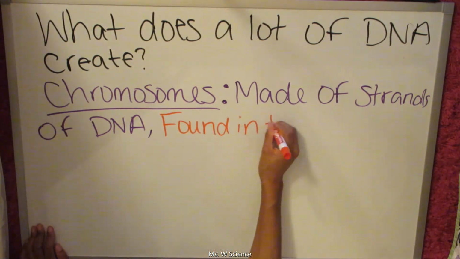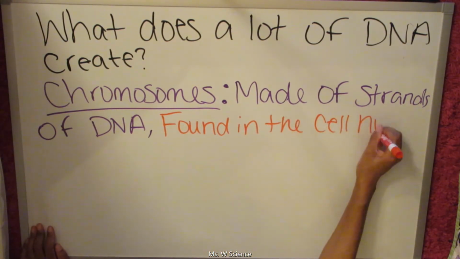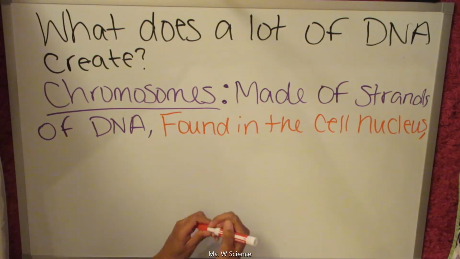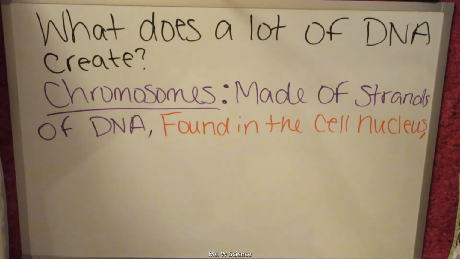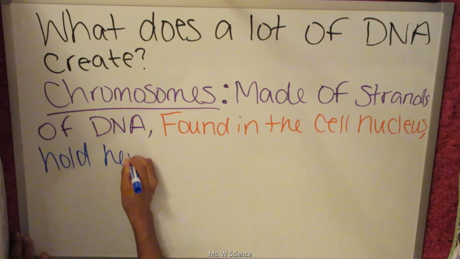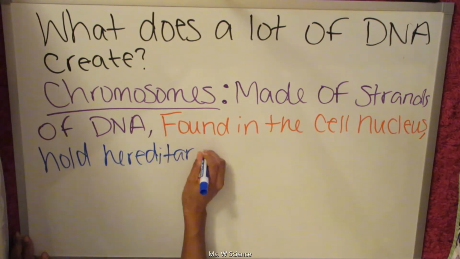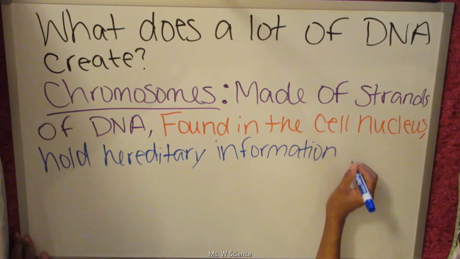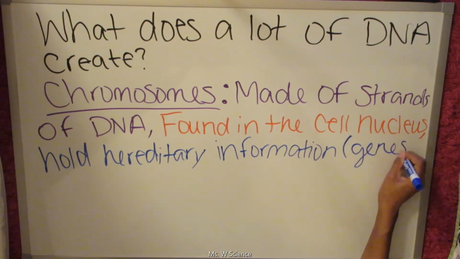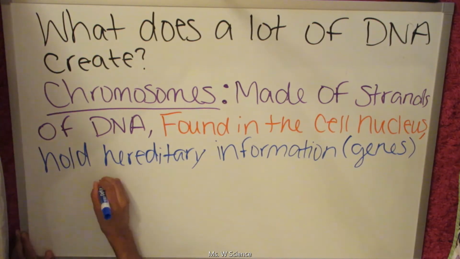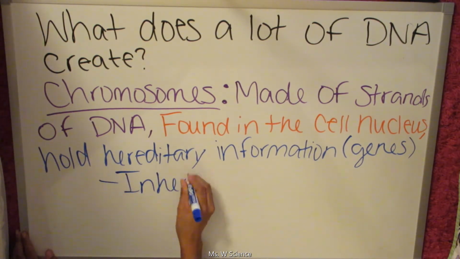Chromosomes also are found in the nucleus of the cell. We've already talked about how DNA is always found in the nucleus of the cell. Well, that's where chromosomes are also found. An important thing to remember about chromosomes is that's where the hereditary information is held, or genes. Not like the blue jeans that you wear to school on Fridays, but genes in your cells that determine basically who you are as a person. We're going to talk more about that in the coming days.